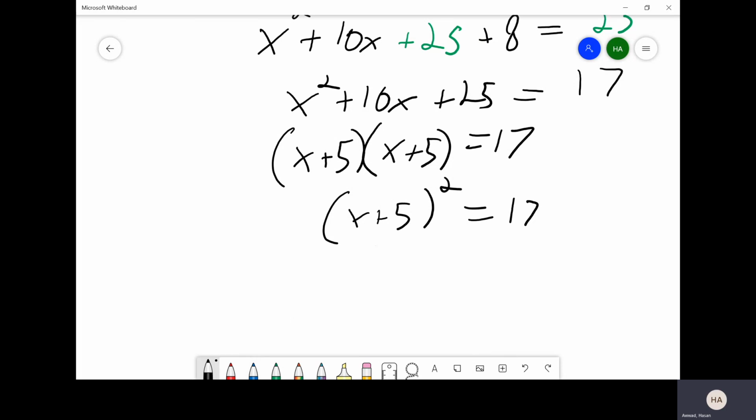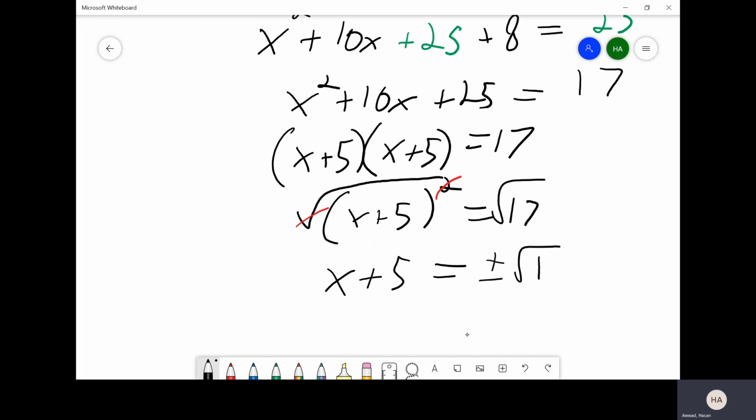So doing the other method, I see that I have a square. I want to undo that square, so I'm going to take the square root of both sides. So taking the square root, that means that our square and the square root are going to cancel on the left. We have x plus 5 on the left, and we have plus or minus square root of 17. Don't forget the plus or minus, right? When we take the square root or any even root, when we're solving for a variable, you cannot forget your plus or minus or else you will lose out on solutions, okay?